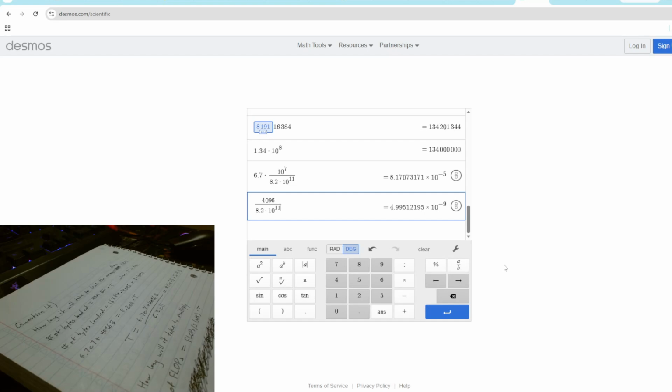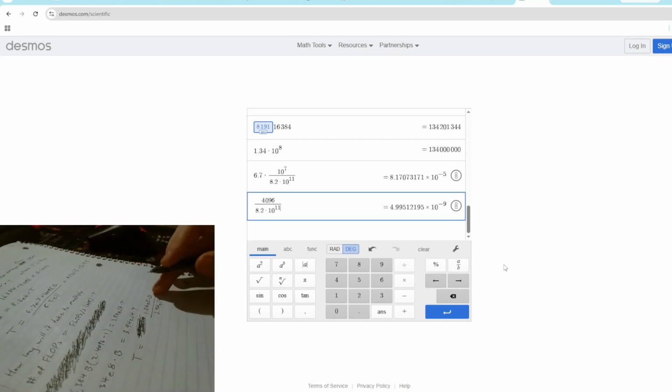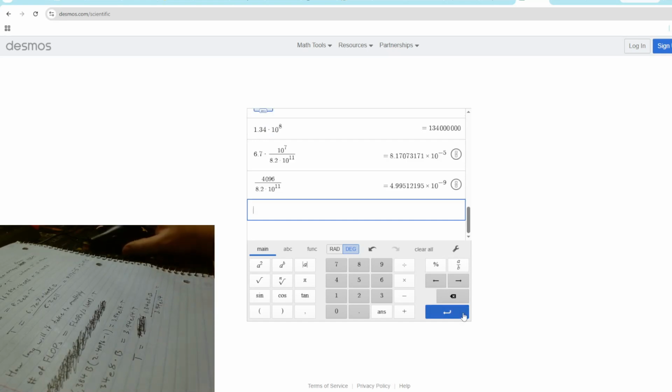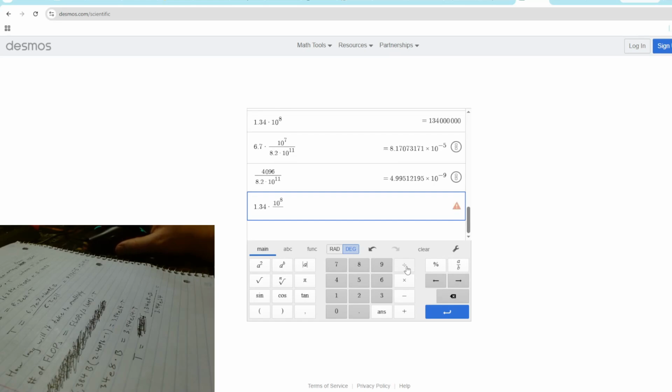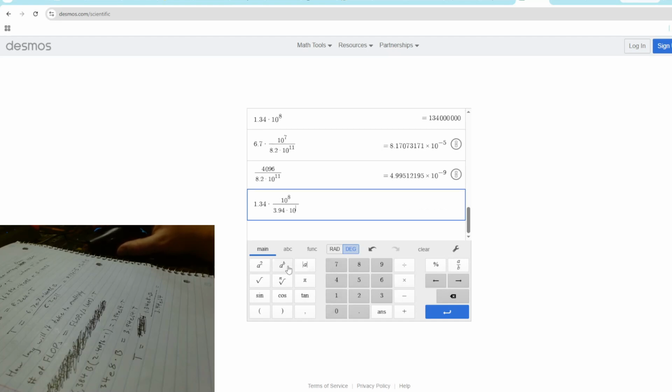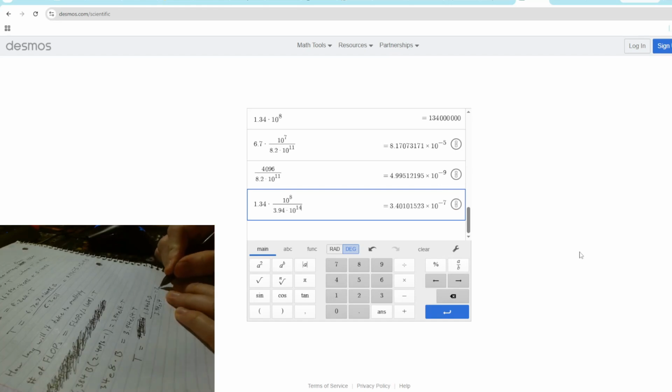Let's go back to this equation down here. So let's divide this out now. That equals, let's do a new equation, 1.34 times 10 to the 8 divided by 3.94 times 10 to the 14, that's a big number, which equals 3.4e negative 7b.